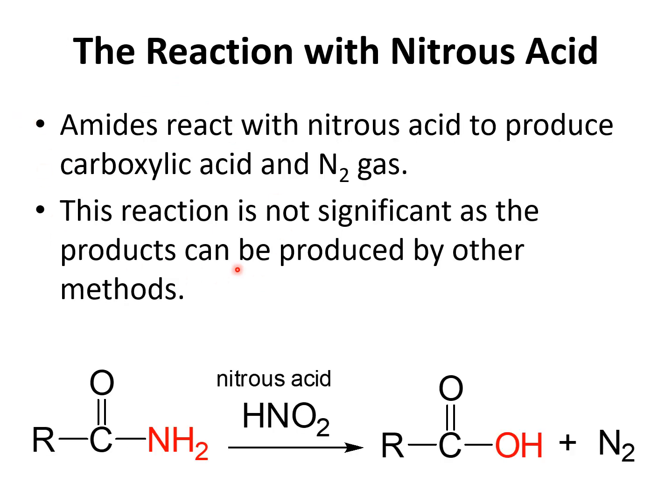Okay, reactions with nitrous acid. Amide reacts with nitrous acid, HNO2. It will give you carboxylic acid and nitrogen gas. This reaction is not significant, as the product can be produced by other methods. We have learned a lot of ways to produce carboxylic acid, am I right? So this is just another alternative, but it is not preferable and not really significant. You just need to know that if you react amide with nitrous acid, you will get carboxylic acid and nitrogen gas as the byproduct.